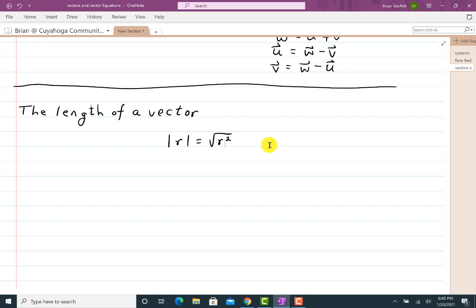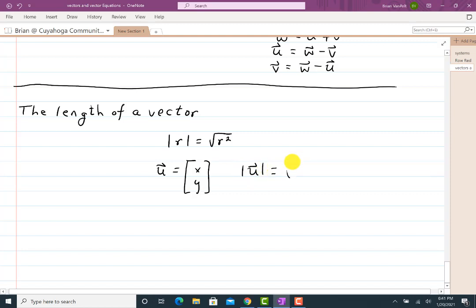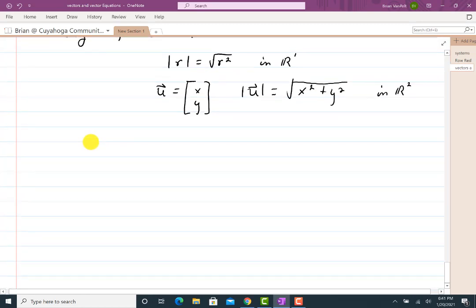Well, they do it also for vectors. Suppose I let u equals (x, y). Then the absolute value of u equals the square root of x squared plus y squared. So you can see that I am generalizing the notion. This is in R to the 1. This is in R squared. I can continue.